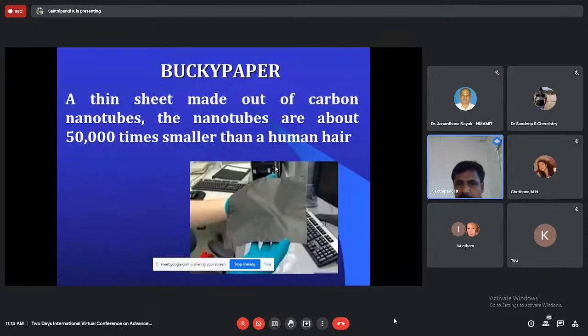So this is a Bucky paper. It is very small when compared to this. It can be obtained from tubes 50,000 times smaller than the human hair. It consists of carbon atoms, and those carbon atoms are very small, in the nano size.